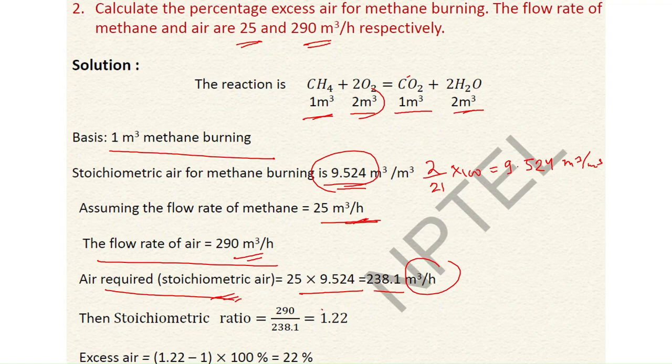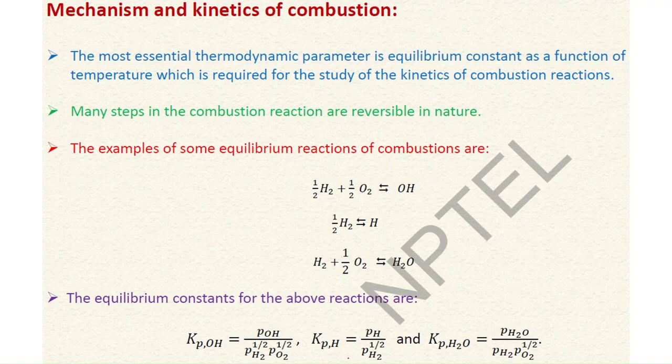So the stoichiometric ratio will be the actual air, which is provided, divided by the stoichiometric air. It is given as 1.22. By this we can calculate the excess air, that is 1.22 minus 1 into 100, that's 22% extra air is given. Coming on to mechanism and kinetics of combustion.